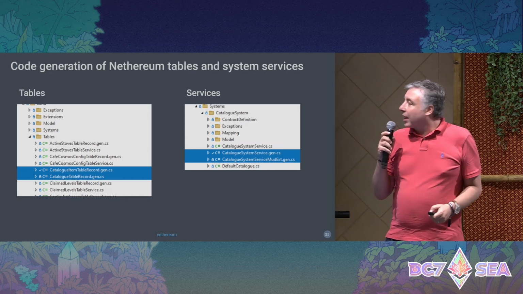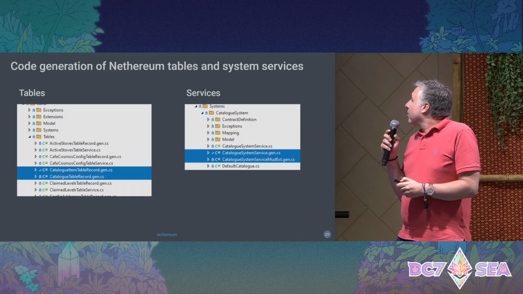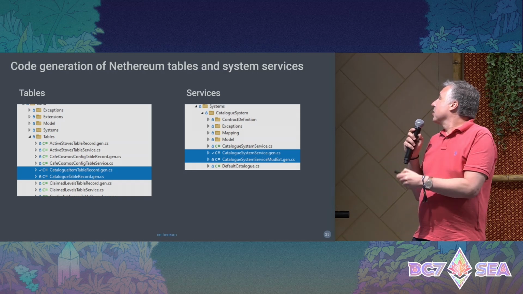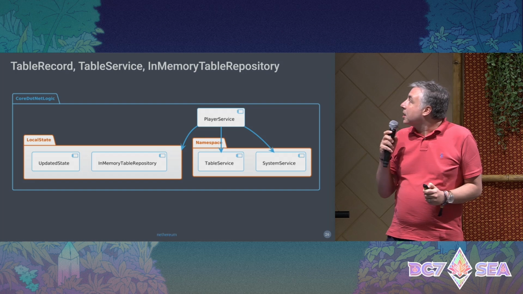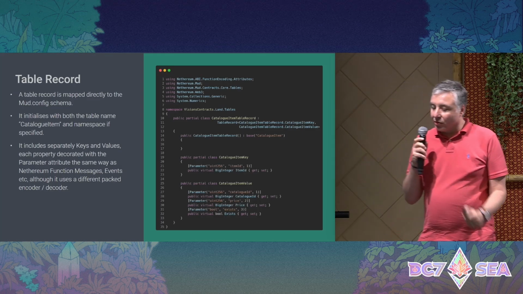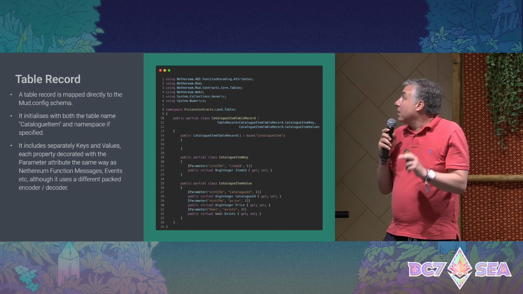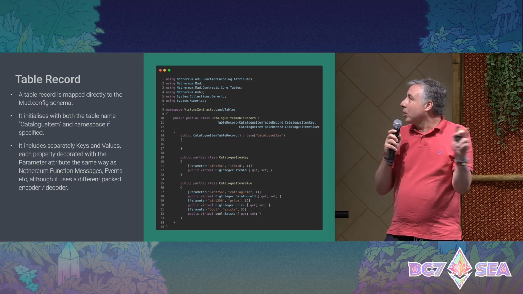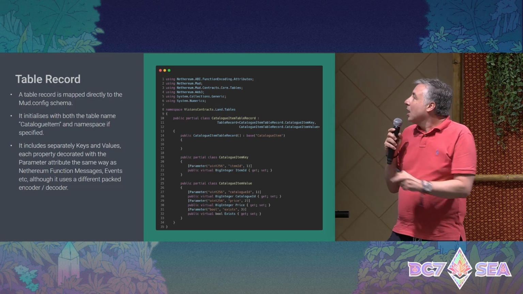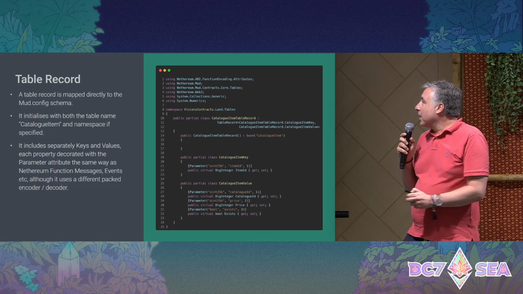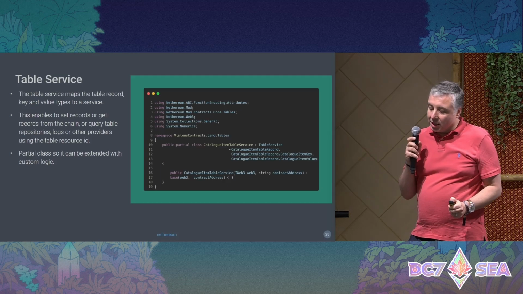So here you have the catalog item record, your catalog table service, your catalog system service, and your catalog system service MUD extension. Let's have a look at this in detail. First of all, let's look at the table record. A table record is exactly the same as we have seen before. It's just the representation of your catalog record. You've got the catalog item key and the catalog item value, which includes the IDs, price, etc.